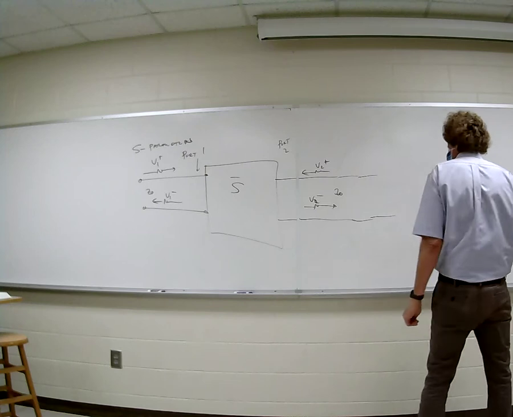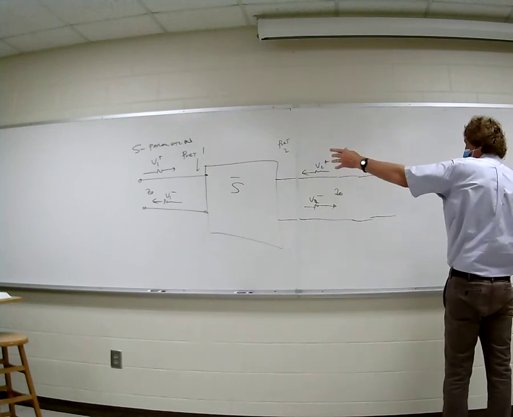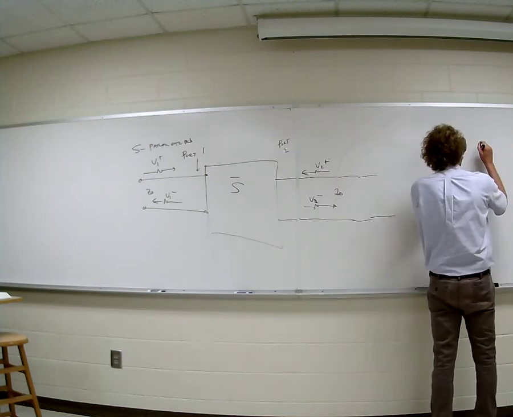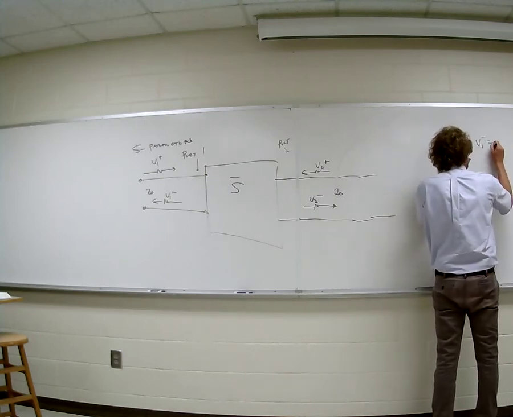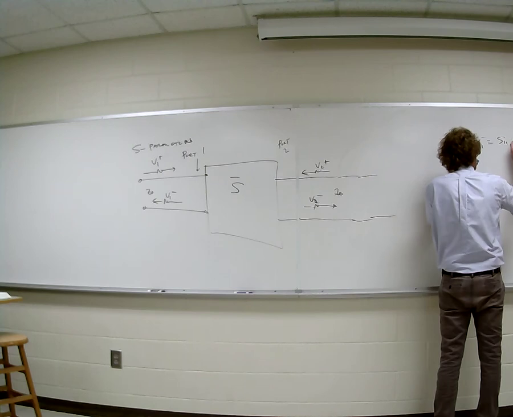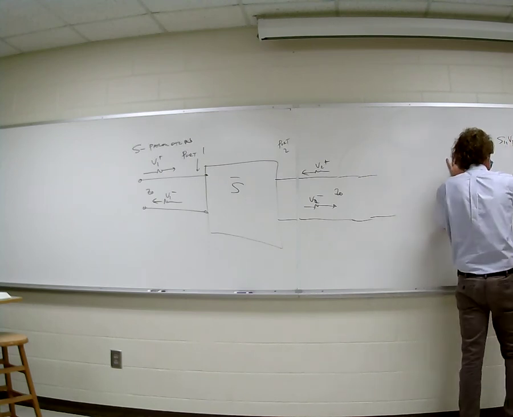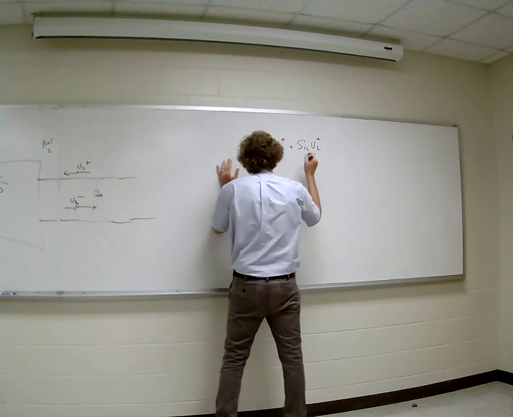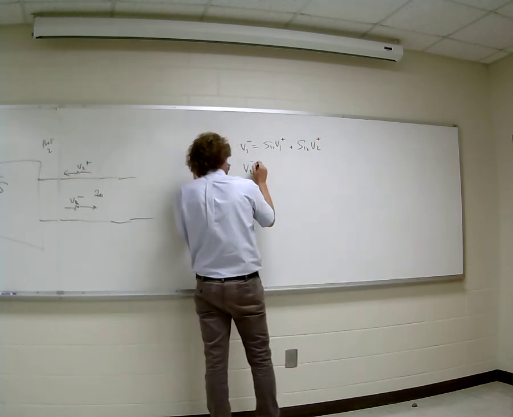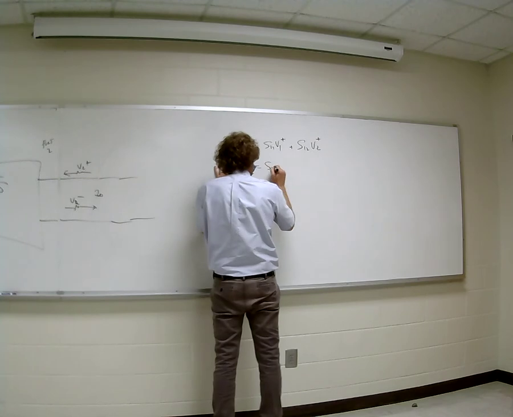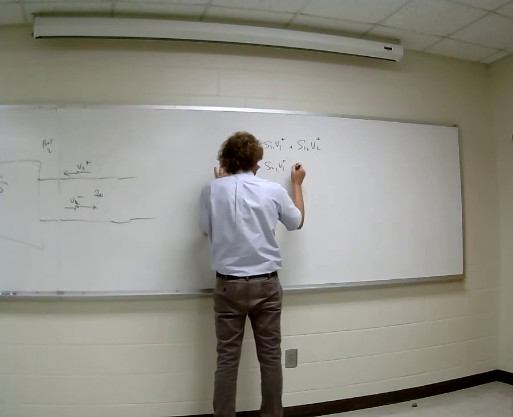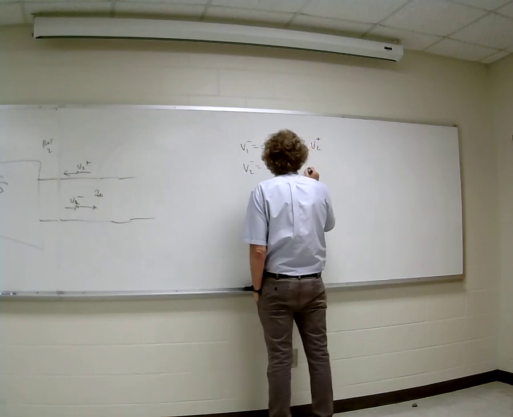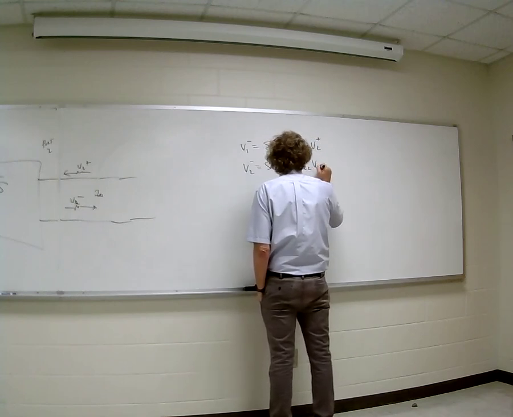So the relationships between the voltage, these being phasor voltages, V1 and V2, are this. V1 minus is equal to S11 times V1 plus plus S12 V2 plus, and V2 minus is equal to S21 V1 plus plus S22 V2 plus.